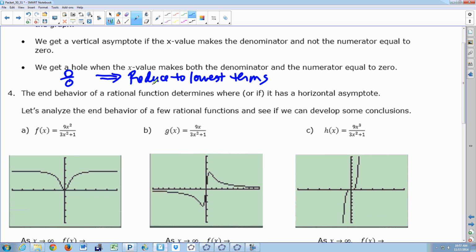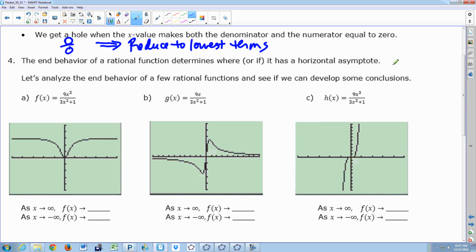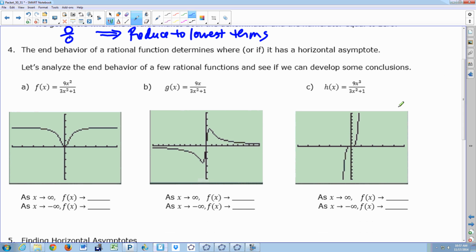All right, the end behavior of a function determines where or if it has a horizontal asymptote. This tends to be the most confusing part of rational functions for students, this idea of a horizontal asymptote.